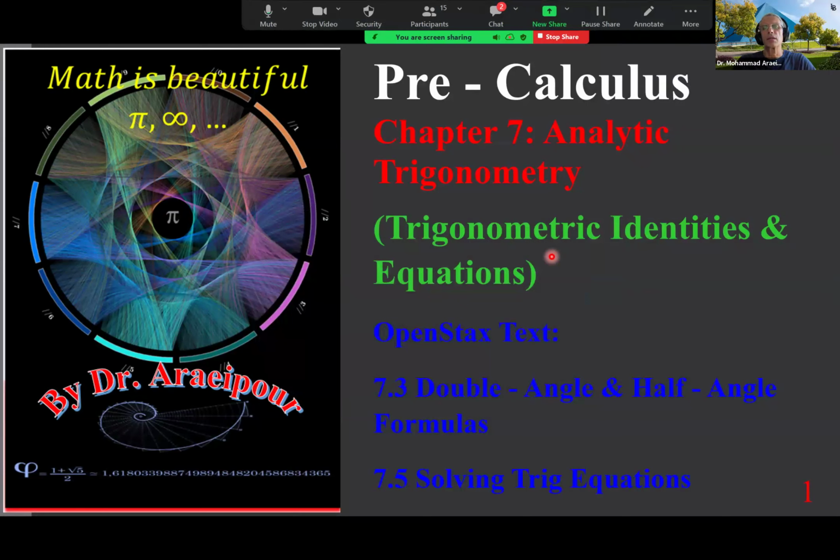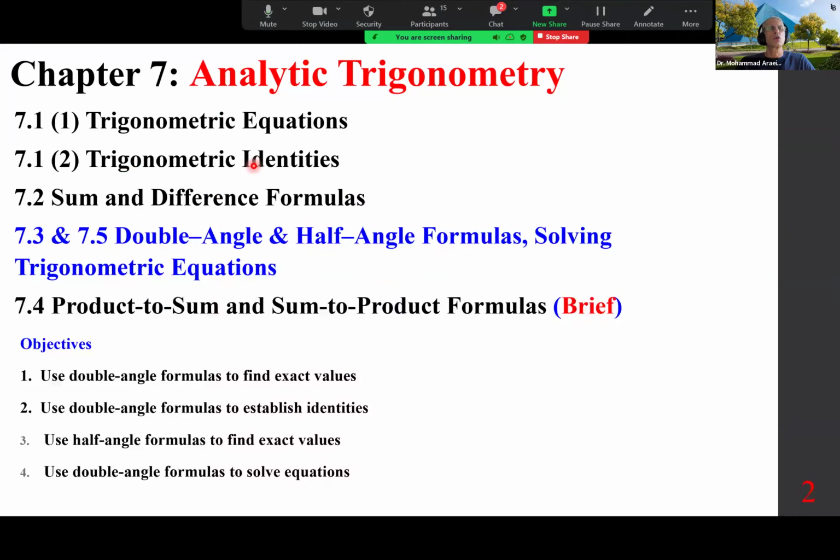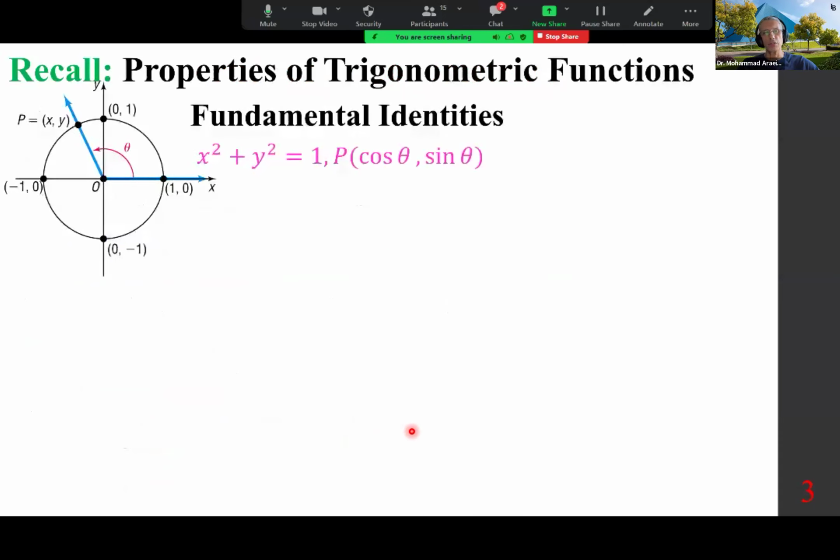Good afternoon, class. We are looking at trigonometric identities and equations: double angle and half angle formulas, solving trig equations. We covered trigonometric equations and identities and sum and difference formulas, and now double angle and half angle formulas and solving trigonometric equations. The objectives are to use double angle formulas to find exact values, use double angle formulas to establish identities, use half angle formulas to find exact values, and use double angle formulas to solve equations.